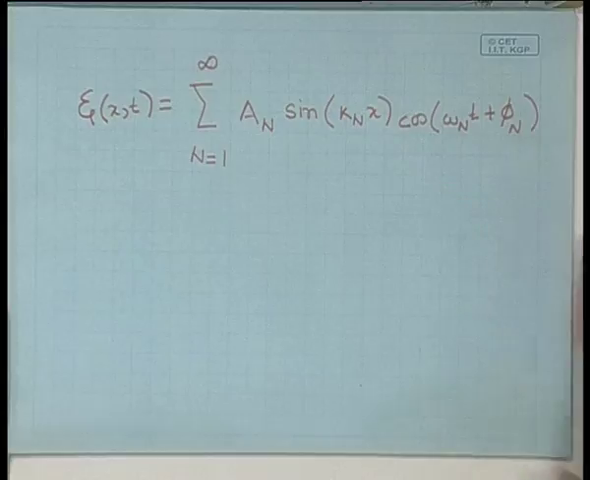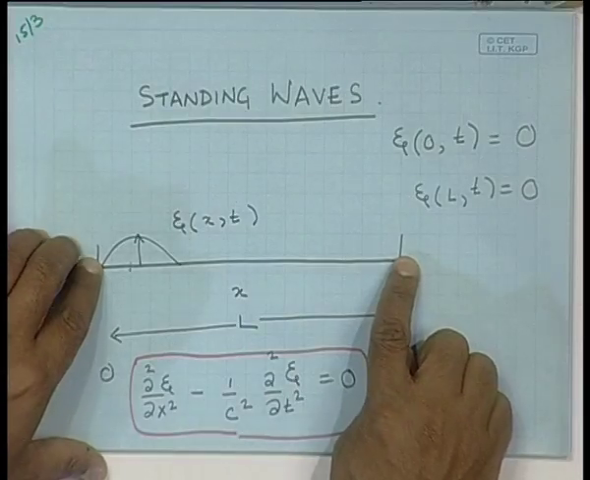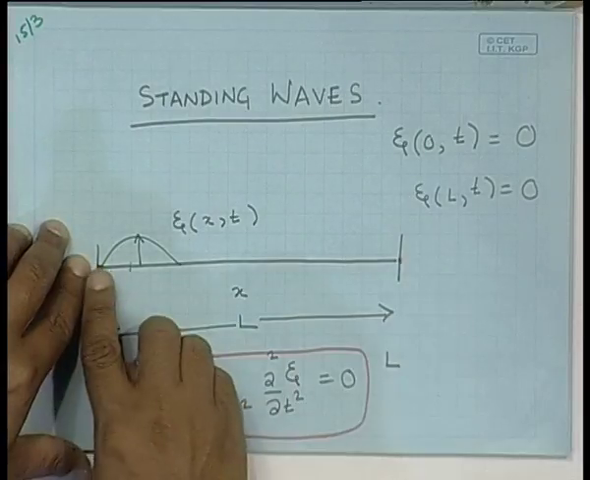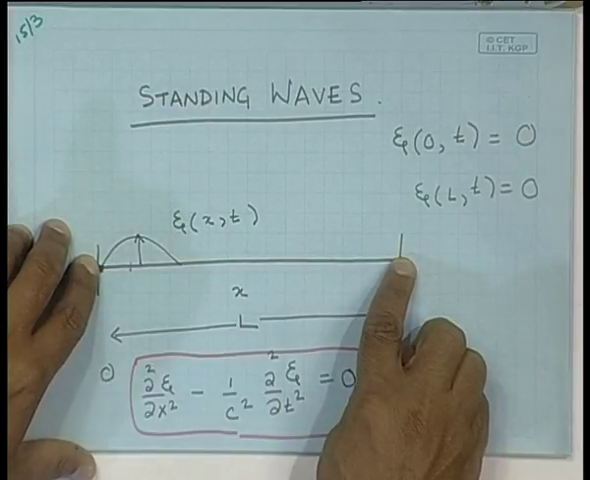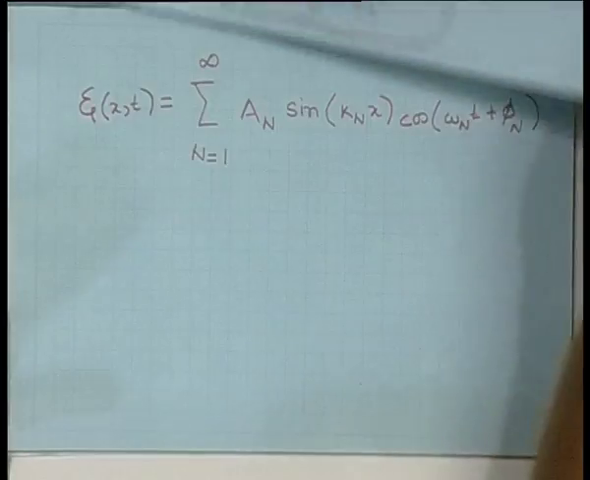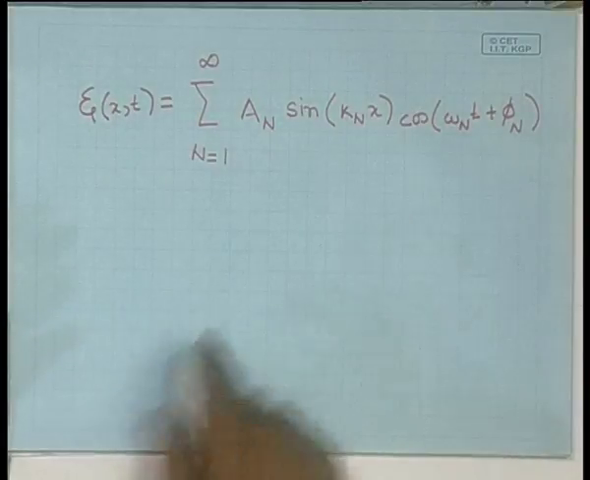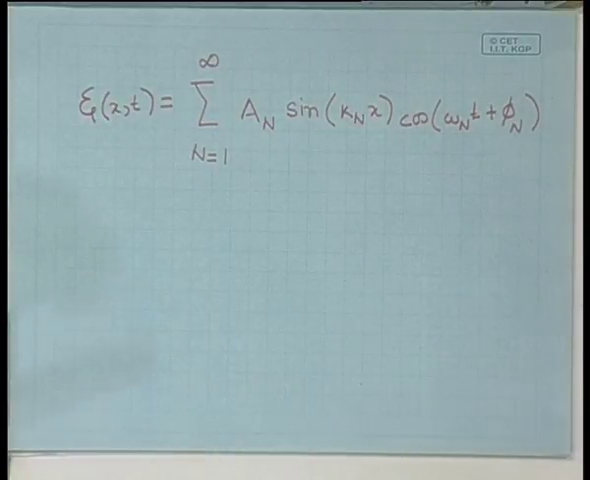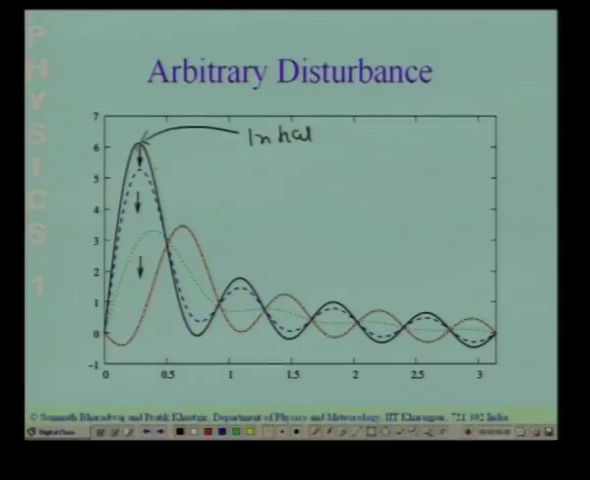Here I have shown you one example, but it is a general mathematical fact that any arbitrary disturbance in such a string, with the boundary conditions that the disturbance is 0 at the two ends, can be decomposed into a sum of such standing waves. So, this is the initial disturbance in the string.